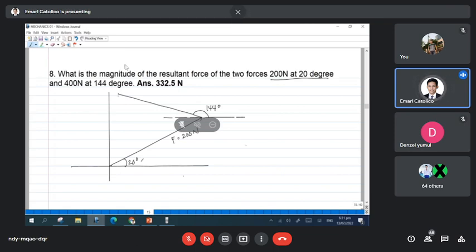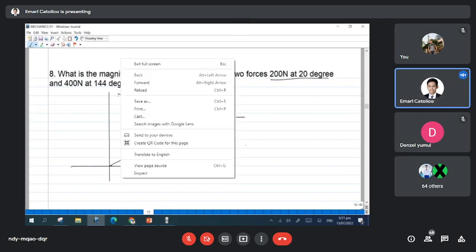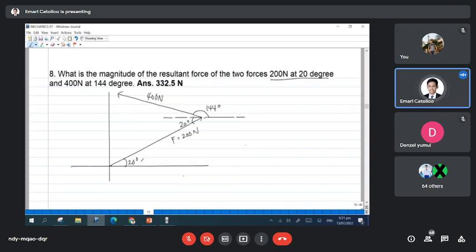So, kung ito 20, opposite niya is nandito. 20 degree. Okay? So, nandito yung 400 Newton. Then, sasara, yan yung ating resultant force. Which is yung R. Okay? So, kung 144 to, so ito, 180 minus 144 is 36. Okay. So, 36 plus 20. So, yung angle natin dito is 56.